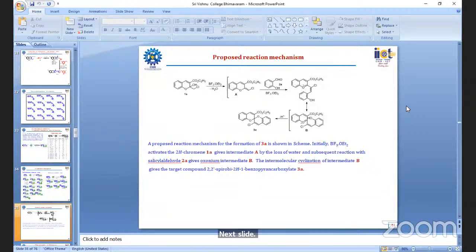This is the mechanism, where I have shown how the transformation is happening with BF3. Initially water is eliminated. Then another molecule of salicylaldehyde condenses again and gives the spiro compound.